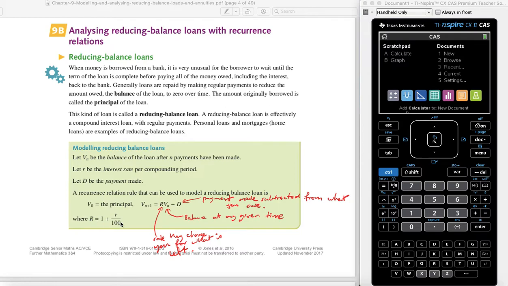So the way these banks make money, this is the balance, the VN. The R is the rate, so if you think about it, the interest rate gets multiplied by the balance. That's the extra money they get, that interest rate, but then you also make payments off it. That's your D. That's how much your payment's going to be, and you can change how much you want your payments to be.